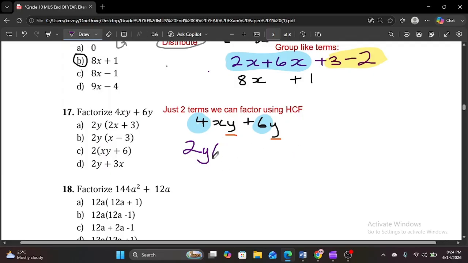So if I divide 2y from the two terms, I'm gonna be left with 2 divided by 4, it's just gonna be 2. And if I take away y right here, I'm just left with x, plus 2 divided by 6, that's gonna be 3. And if I take away the y right there, I'm left with nothing. So I'm gonna have 2y outside the bracket, and I'm left with 2x plus 3. So A is the answer right there for 17.